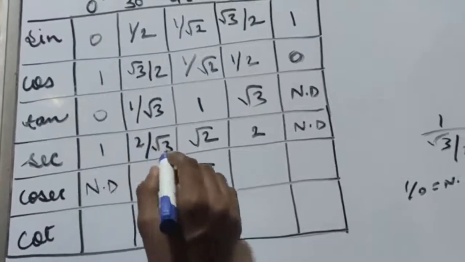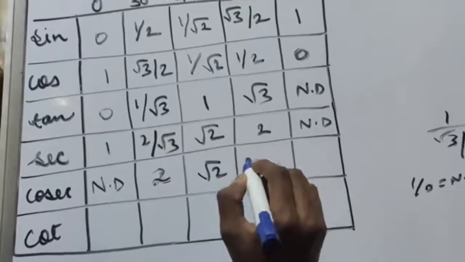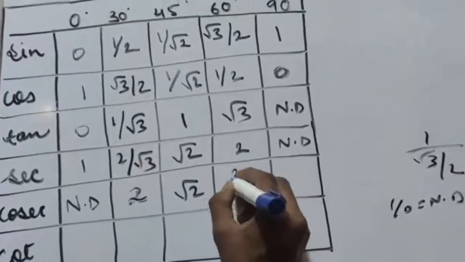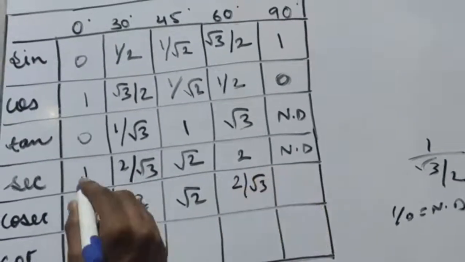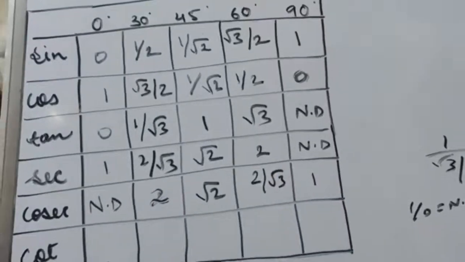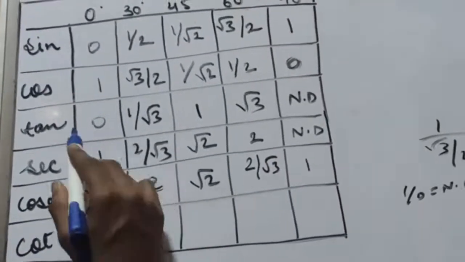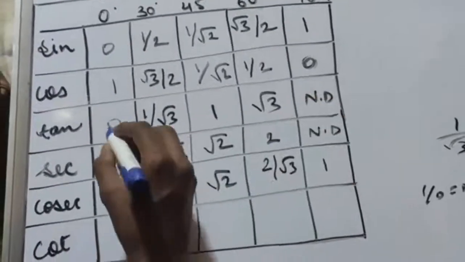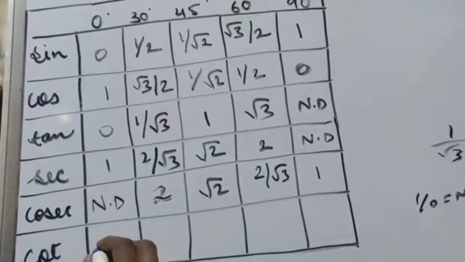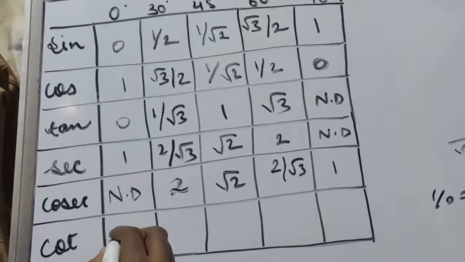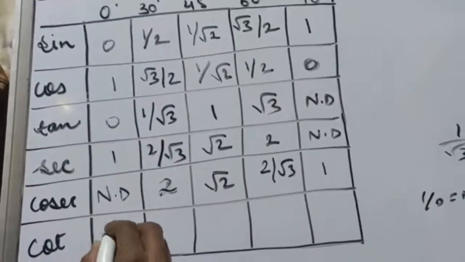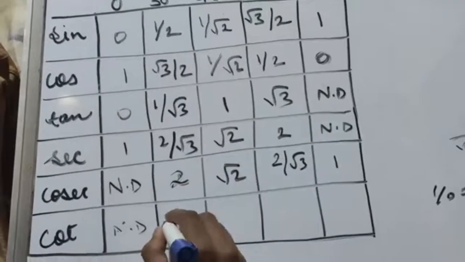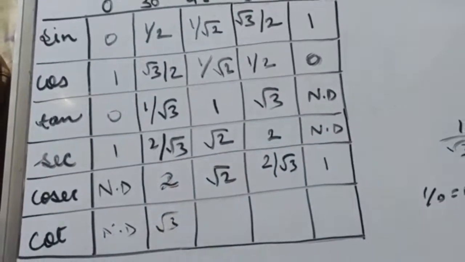Here it is 2 by root 3. We will write it over here. It will be 2 by root 3. Here it is 1, so we will write it over here. Cot theta is just the reciprocal of tan theta, so we have to just write in the opposite direction here. Starting from here, not defined first of all. Then the next value is root 3. We will write it as root 3.